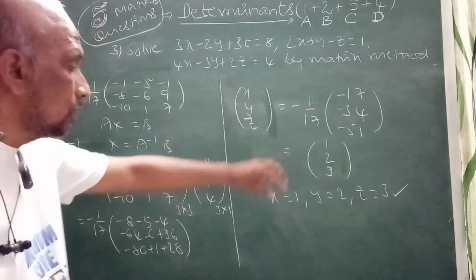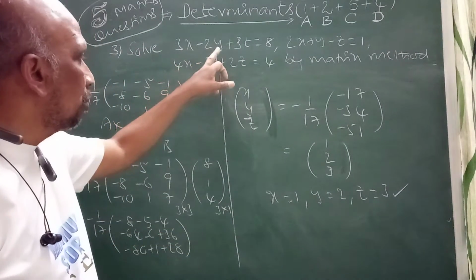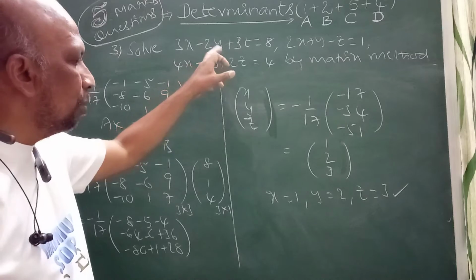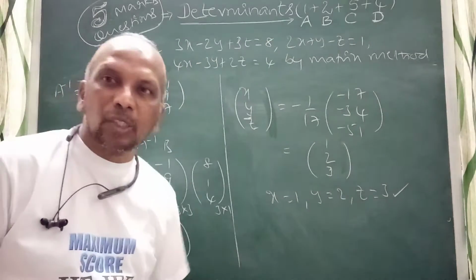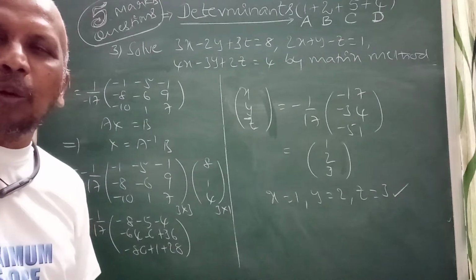You can verify, substitute these values in this, definitely you can verify. 3 minus 4 minus 1 plus 9, 8. It satisfies. Definitely. This will be your answer. Now we will solve the next problem.